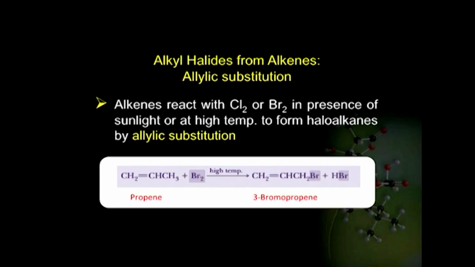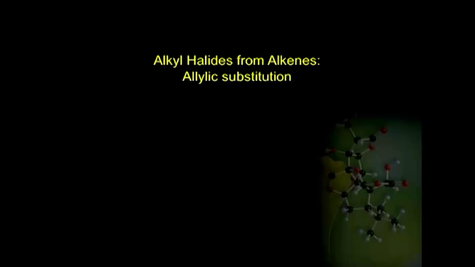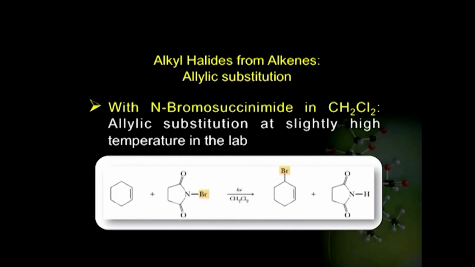So, the method to carry out allylic substitution is by using a molecule like N-bromosuccinimide in dichloromethane, which is responsible for creating a radical, so that the allylic substitution can be carried out. So, when this alkene reacts with N-bromosuccinimide, we get the allylic substitution and we get succinimide as a result.